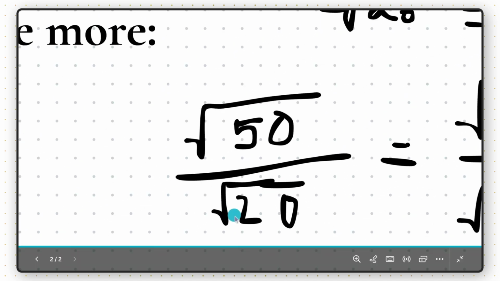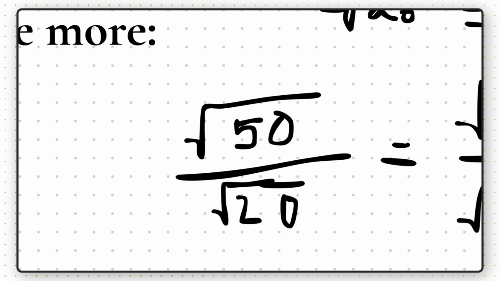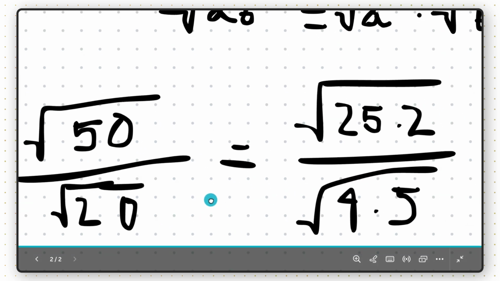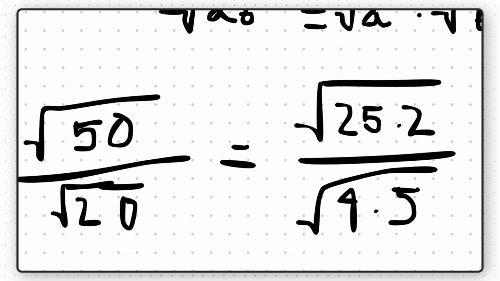Let's look at the square root of 20 here as well. Now let's think. We have 10 times 2, and we have 4 times 5. And one of our factors should be a perfect square. So we can understand that the factor pair that we should choose for this is 4 times 5. So here we go. We have the square root of 25 times the square root of 2 over the square root of 4 times the square root of 5.